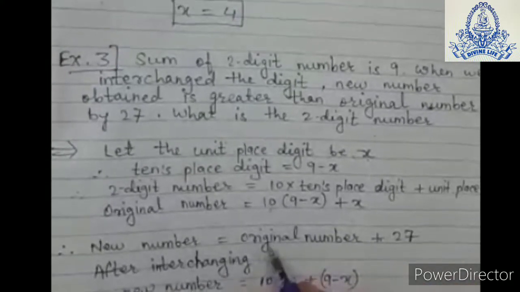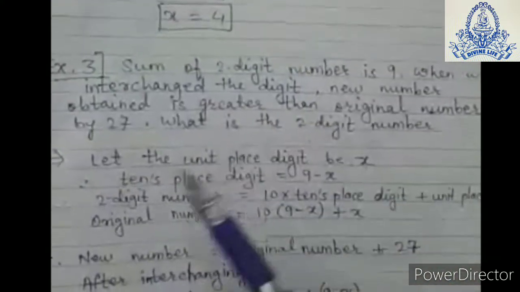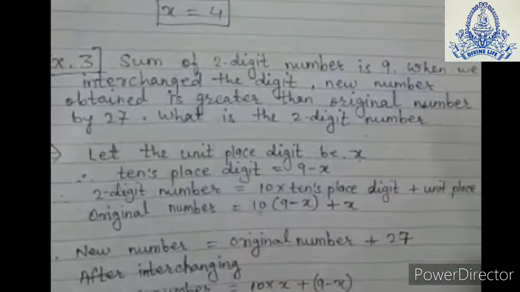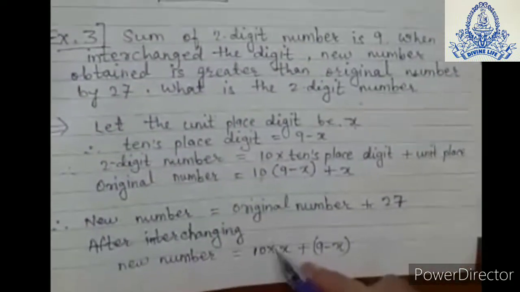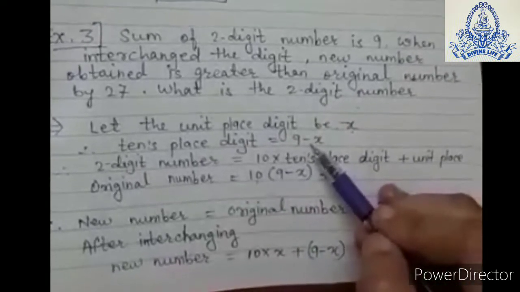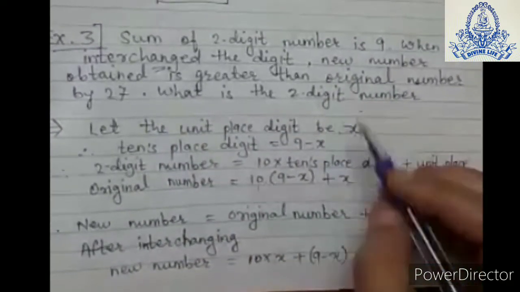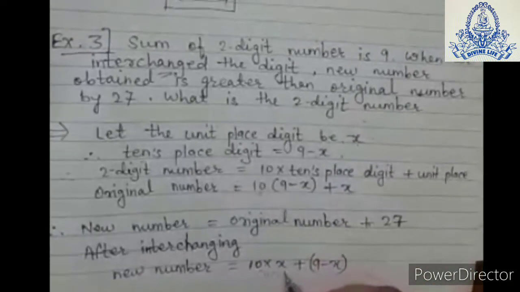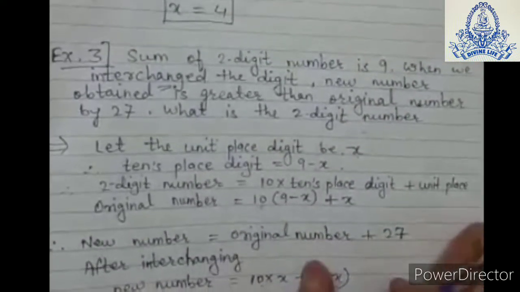Okay, so new number is what? Original number plus 27. Now what they have told, when we interchange the digits means what? The unit place becomes 10's place and 10's place becomes unit place. So new number will be what? 10 into x. See, here unit place is x and 10's place is 9 minus x. So when we interchange, this will become 10's place and this will become unit place. So new number formed will be 10 into x, that is 10's place, plus 9 minus x, that is unit place. Okay.